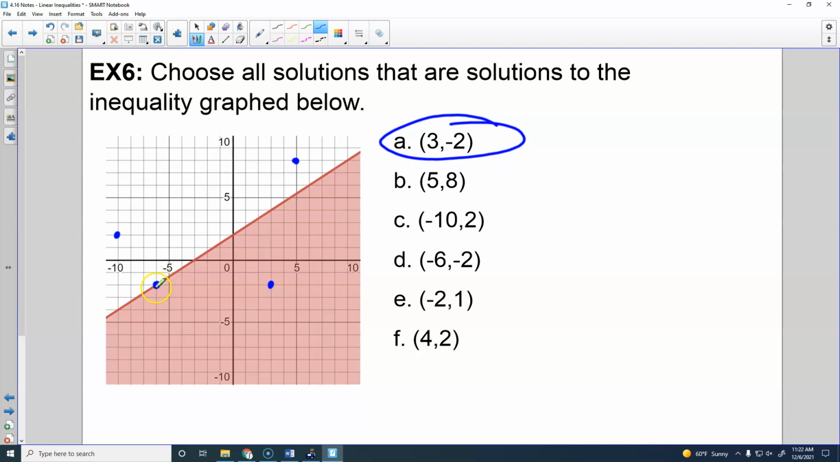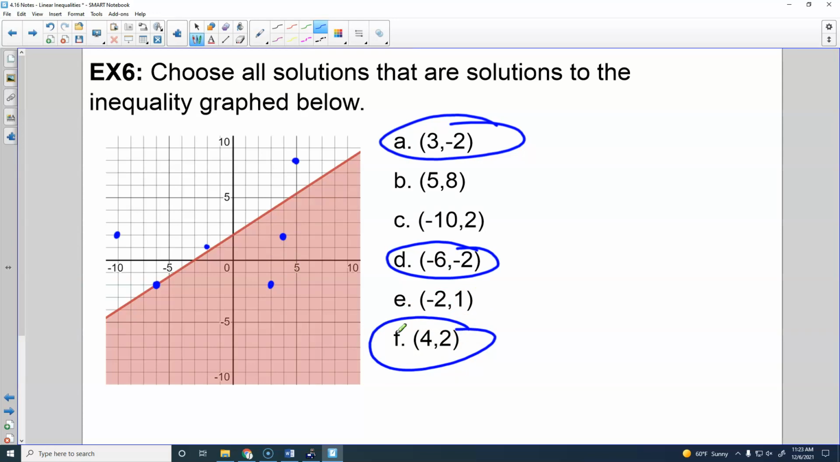What about if it had been dotted line? It would not be a solution. So this works because it's a solid line. Negative 2, 1. Oh, that's close. It's not on the line. It's a little bit above, so that is a no on that one. And then 4, 2 is right here. That one would be a yes.